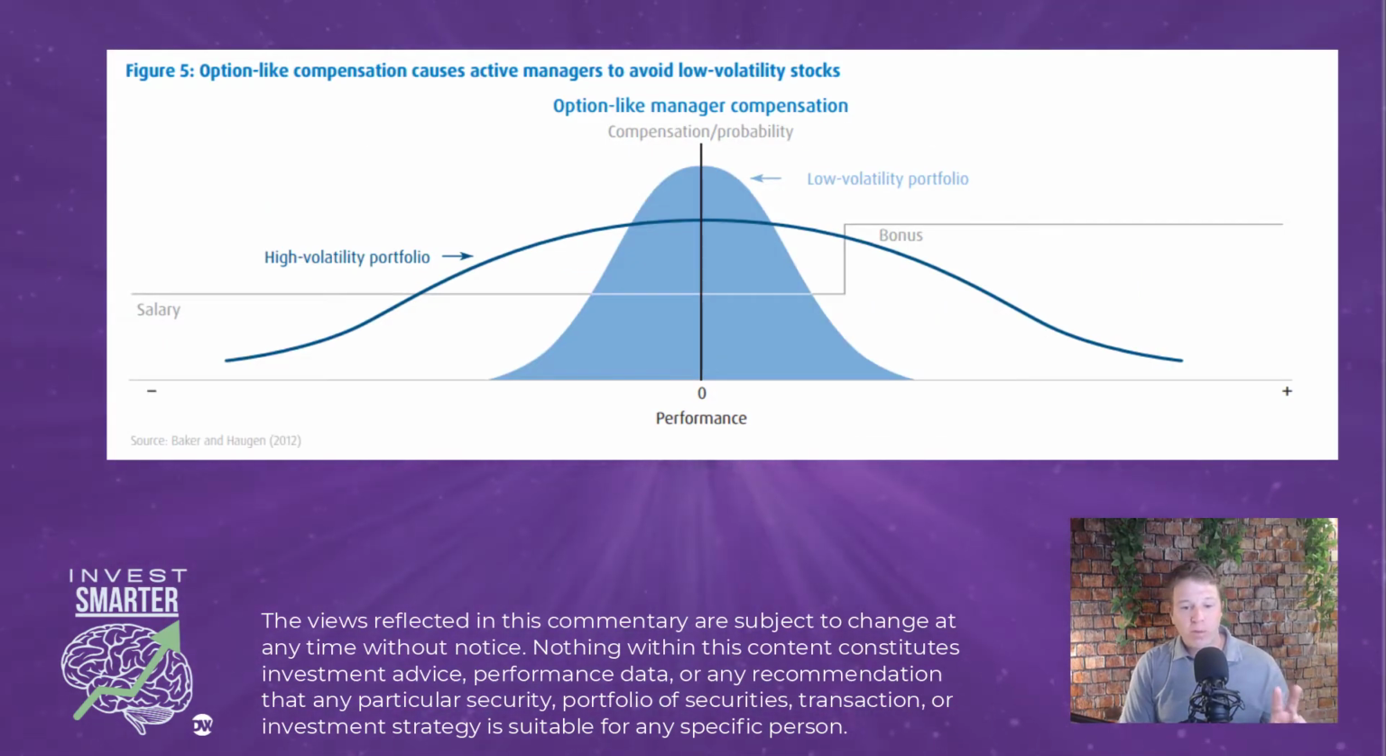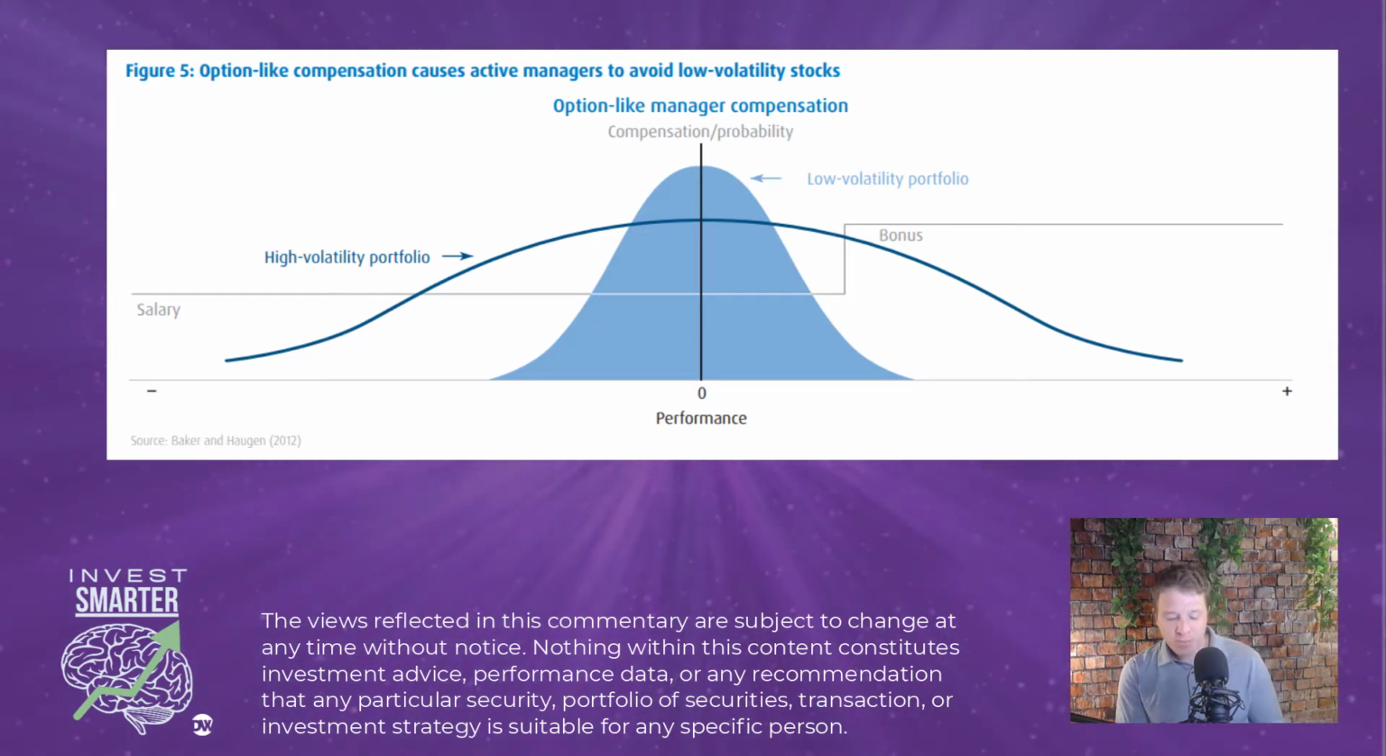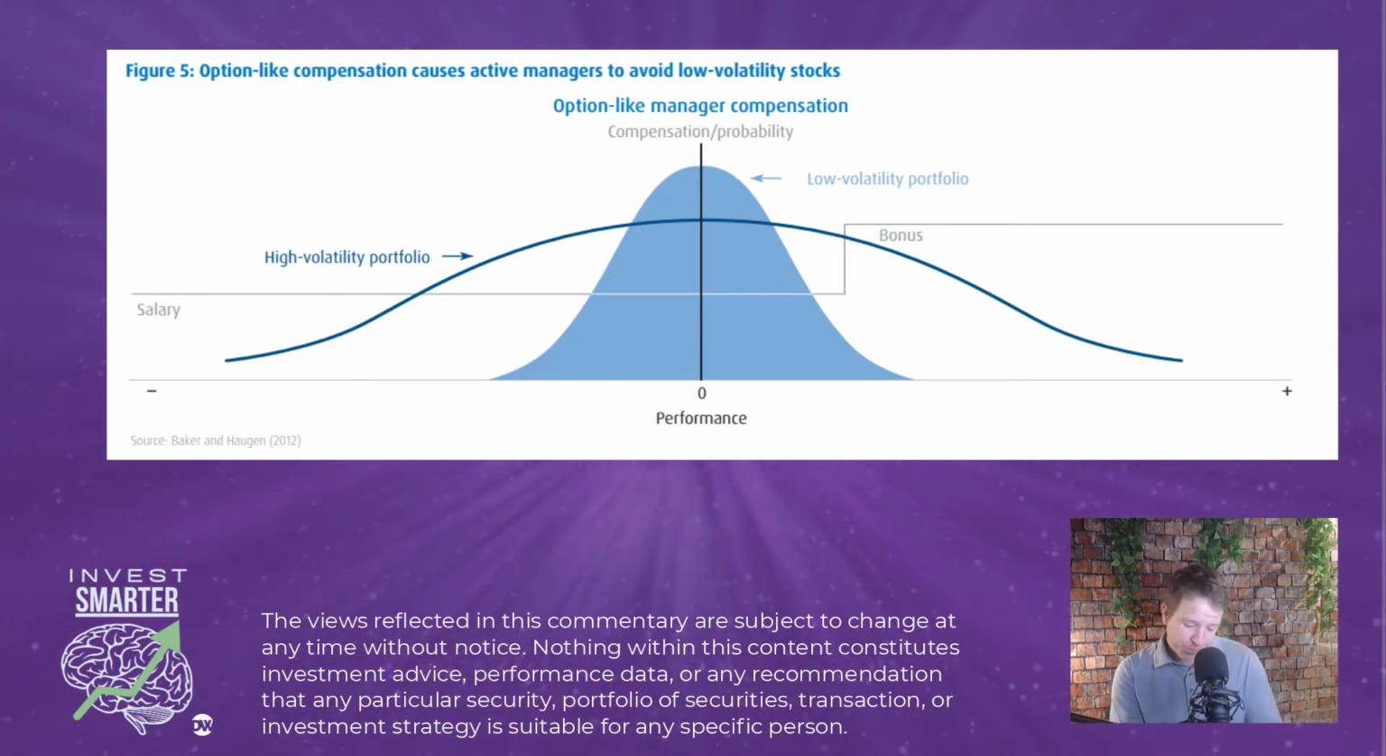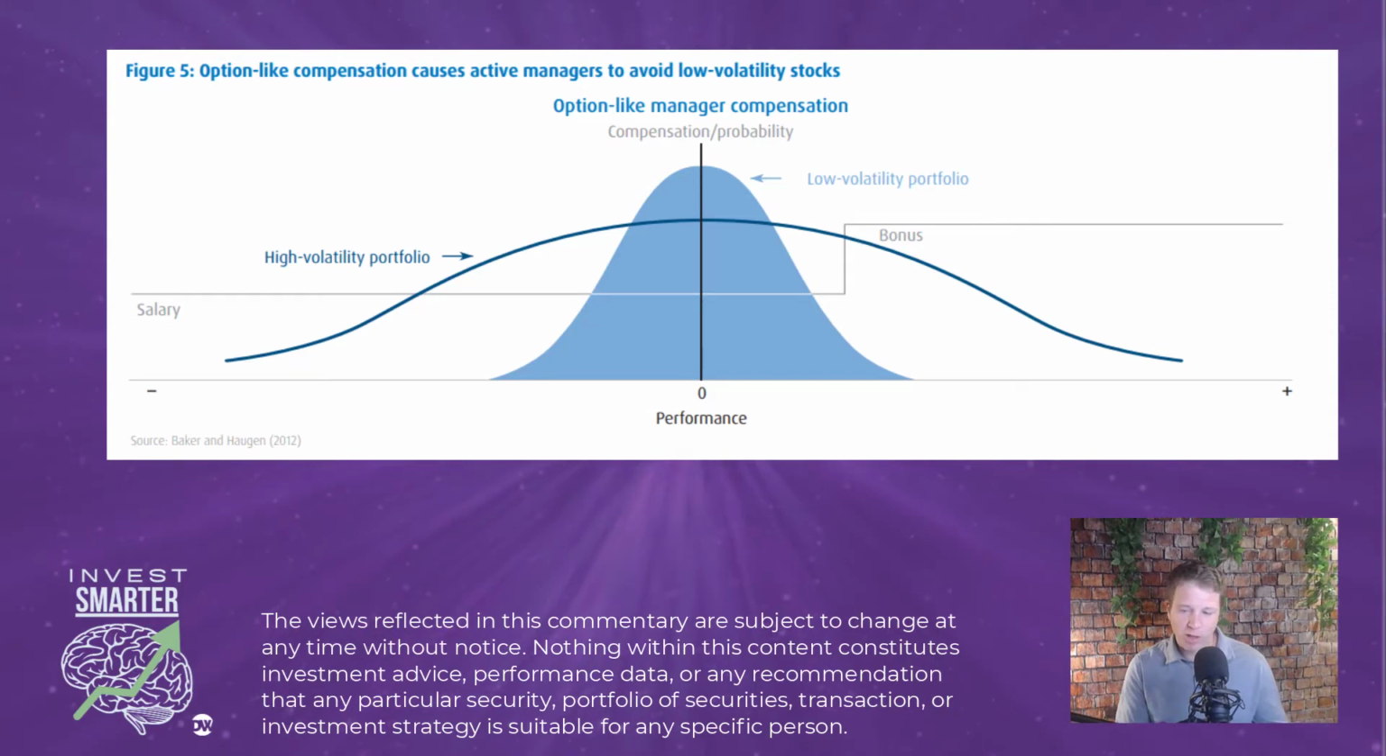So there's two probability distributions on your screen here. One is the return for a low vol portfolio, and one is the return for a high vol portfolio. So as you can see, in the low vol portfolio, there's not going to be any real likelihood of having a return that is very significant to earn you the big bonus.